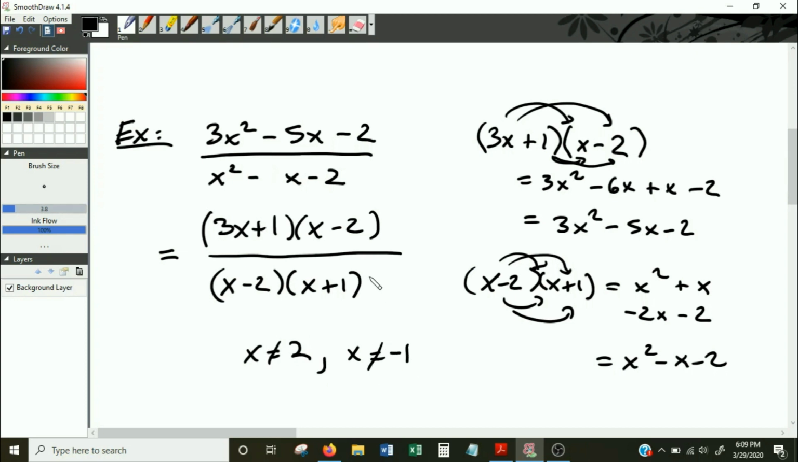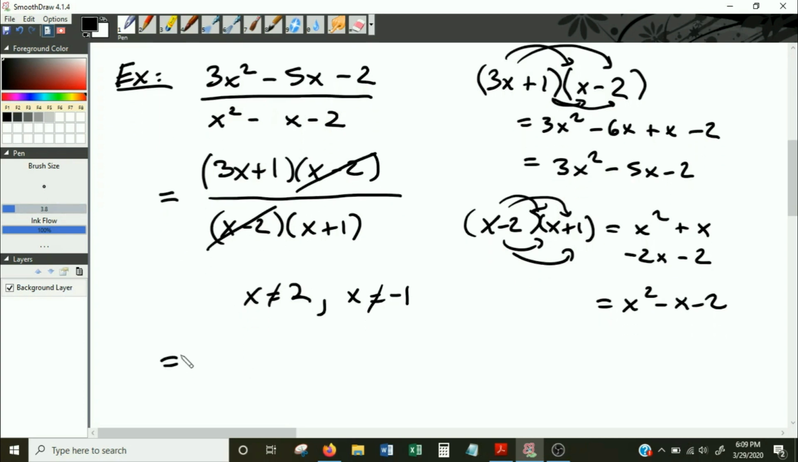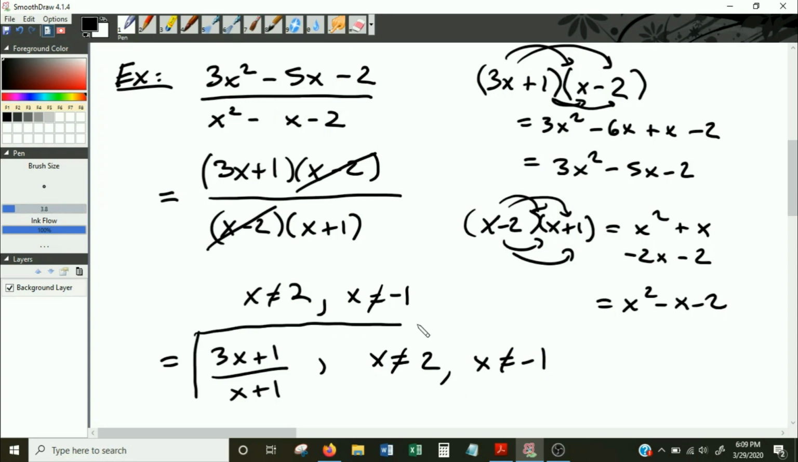But I can cancel the x minus 2's now that I have captured this value here. I can cancel these, and I'm going to be left with 3x plus 1 over x plus 1, where x cannot be 2 and x cannot be -1. So this is our answer.